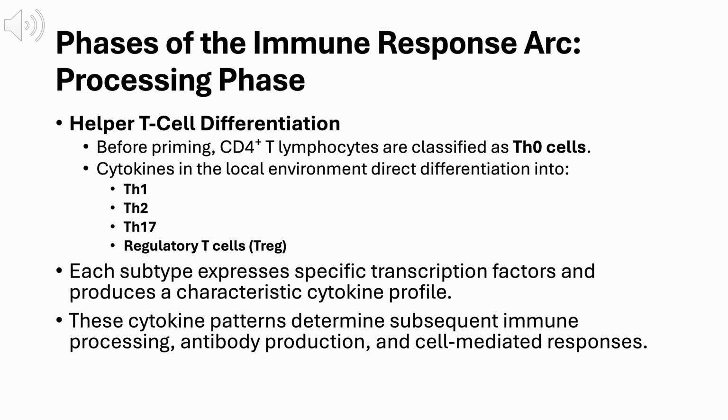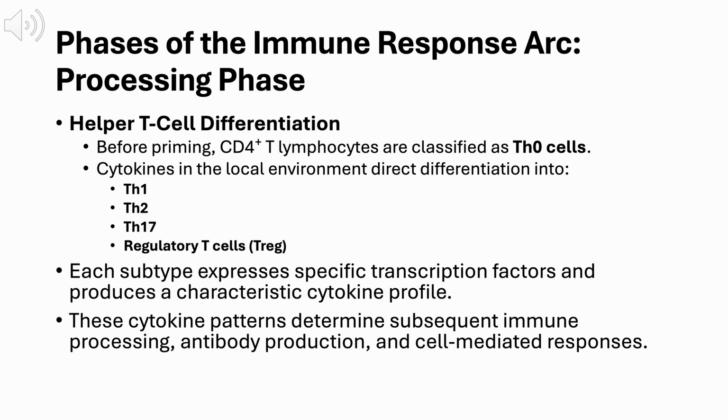So, a helper T cell has been primed. What does it become? Before priming, CD4 T cells are uncommitted. We call them TH0 cells, blank slates in a sense. The cytokines present in the local environment at the moment of activation then direct differentiation down one of several paths: TH1, TH2, TH17, or regulatory T cells, TREGs. Each of these subtypes is defined by two things: a specific set of transcription factors that lock in its identity, and a characteristic cytokine profile that it will secrete.